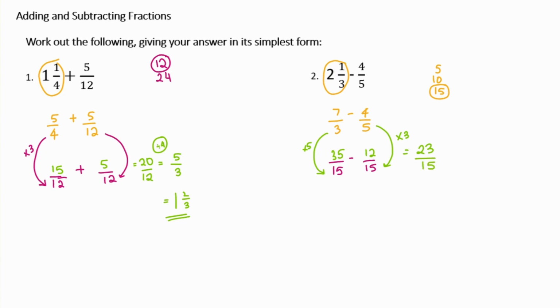Now we cannot simplify this anymore, but because this is also a top-heavy fraction, we can convert it back into a mixed number, and that would give us 1 and 8 over 15.